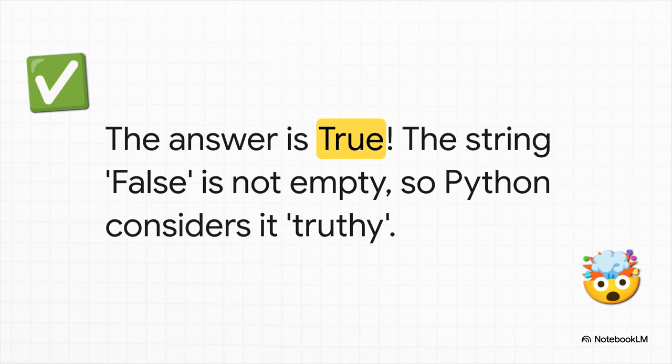It's a classic trick question, right? Python doesn't actually care what the word means. It just asks, is this string empty? And since the string false has 5 whole characters in it, it's not empty. And if it's not empty, it's truthy.